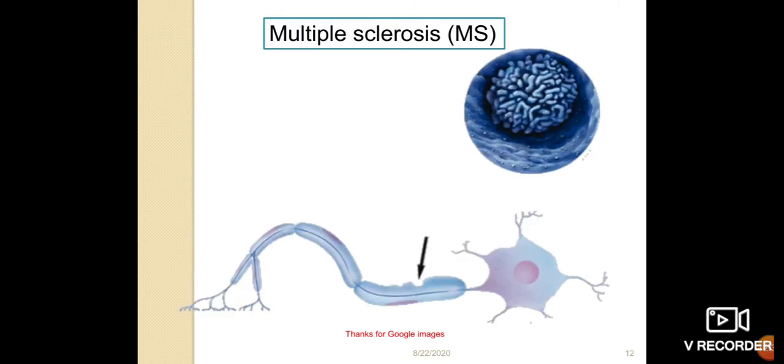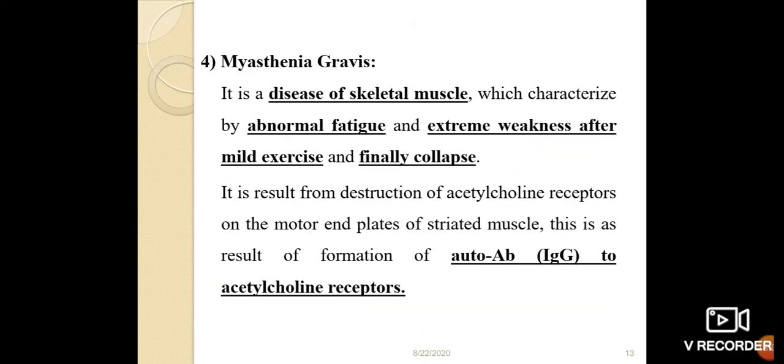We can see here in this photo that the myelin sheath surrounding the axon of the neuron is eroded, and there is some type of inflammation and destruction of the myelin sheath. Also here with electron microscope we can see the destruction of the myelin sheath in case of multiple sclerosis.